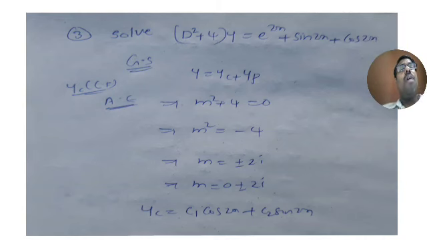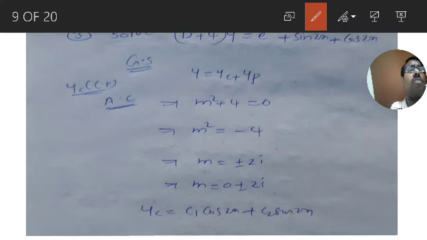This is my problem. Solve (d square plus 4) of y is equal to e power of 2x plus sin 2x plus cos 2x. On the right hand side you can observe e power of 2x, sin 2x plus cos 2x, so again a combination of first two methods. You have to apply two methods to find the particular integral, and the right hand side is non-zero, so it is non-homogeneous. Therefore the general solution consists of two terms, y is equal to yc plus yp.